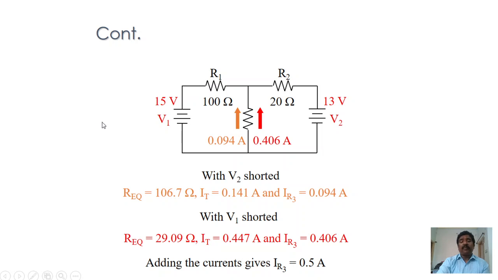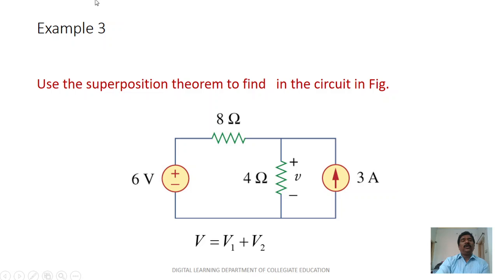That is the superposition theorem. So take one more example. Using the superposition theorem, find the current in the circuit figure. Superposition theorem to find the voltage or current, whatever you want. So let us take that this is the combination of circuit.